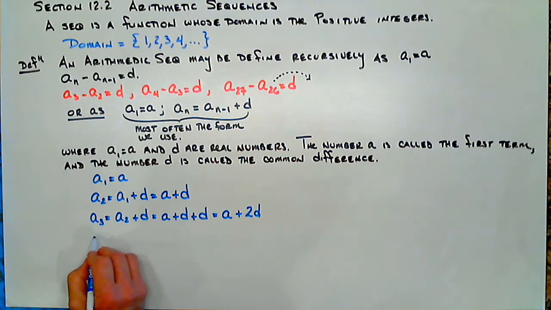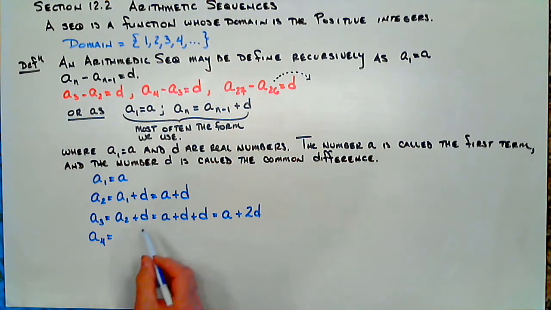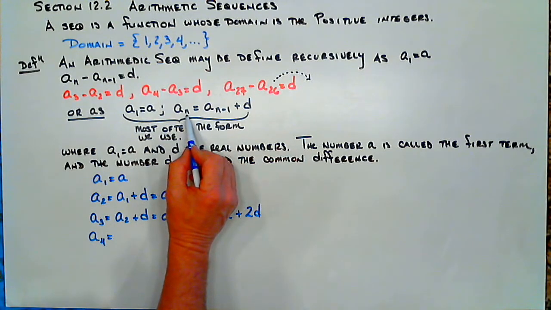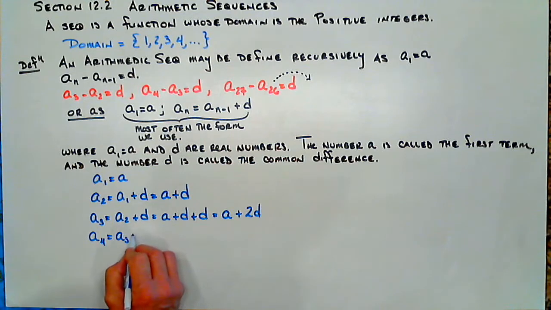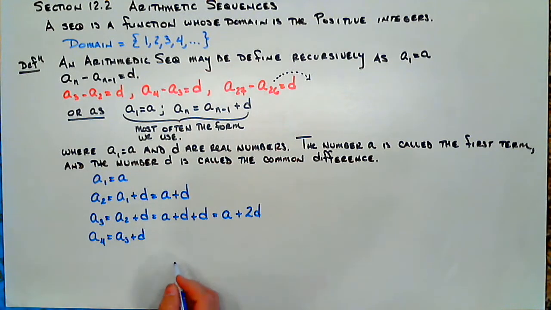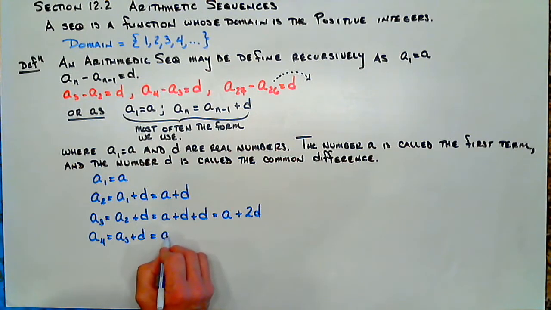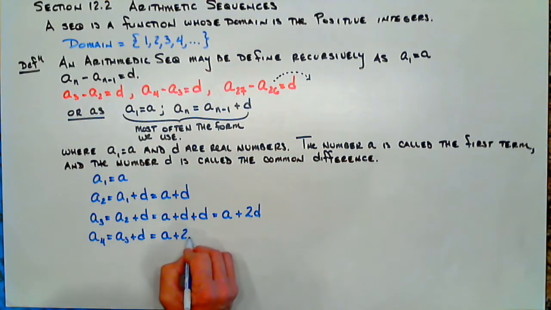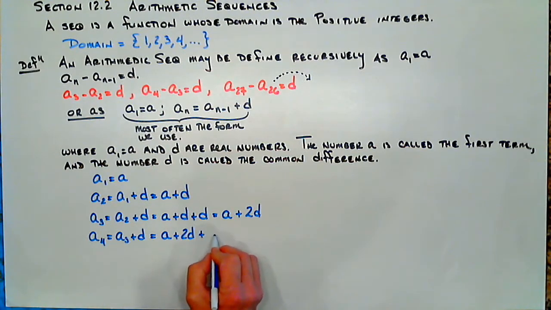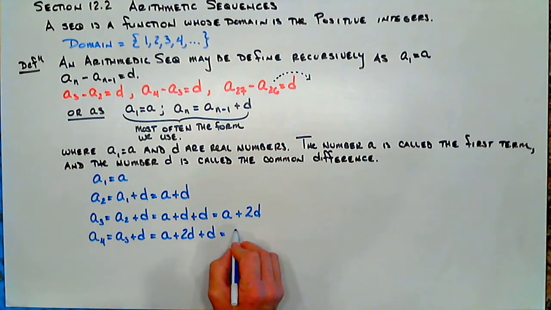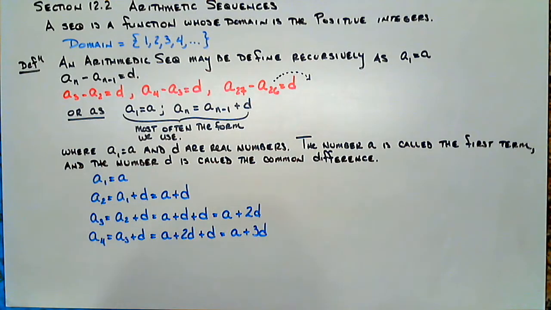If we do this one more time, I think we're going to see a pattern here, aren't we? A sub 4, now this is a 4. That's going to be 4 minus 1. That's going to be A sub 3 plus D. But we know what A sub 3 is from up above. A sub 3 is A plus 2D plus our D gives us A plus 3D.